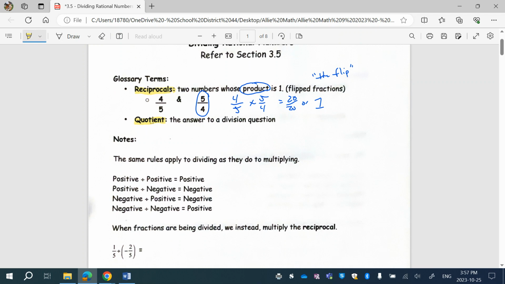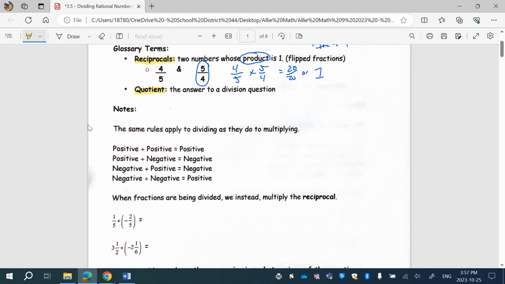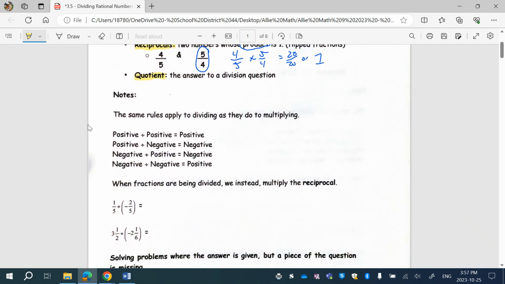So we're looking at division today. Good for us to remember that a quotient is the answer to a division question. So a few notes. The same rules apply to dividing as they do to multiplying. And these are my smiley faces. I'll draw a grid for us.